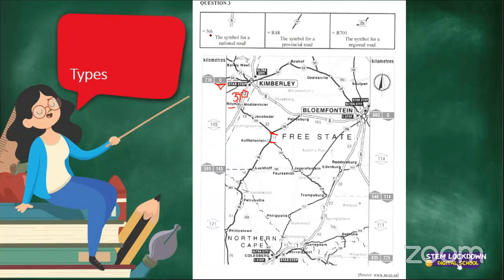N is for N6. This is a pentagon, it's five sides. This is the N national roads. You can see R48 has kind of a square shape. It's your provincial roads, and then a rectangular symbol with a number inside will be your regional. So two numbers is your provincial, three numbers is your regional road. Okay, let's carry on.